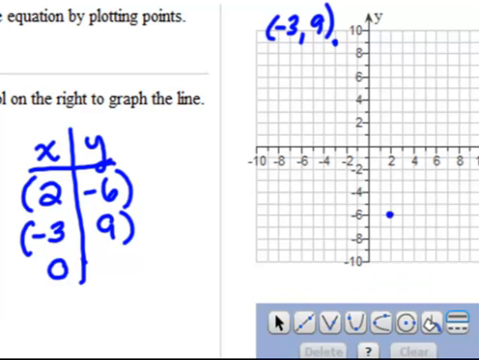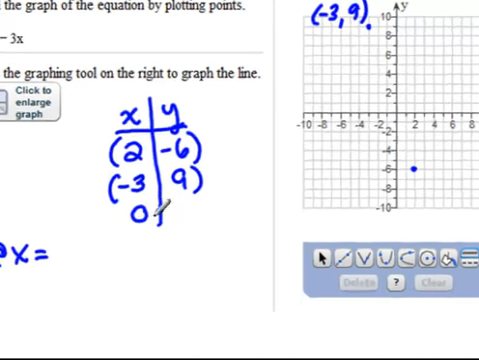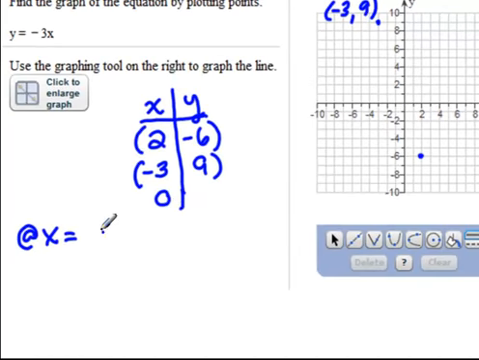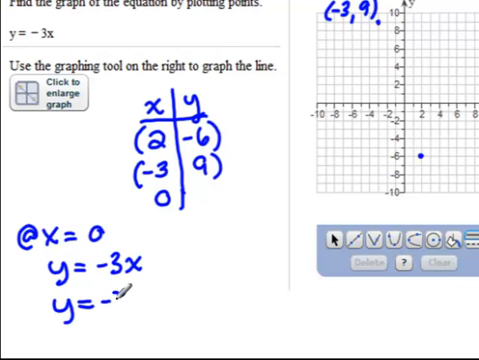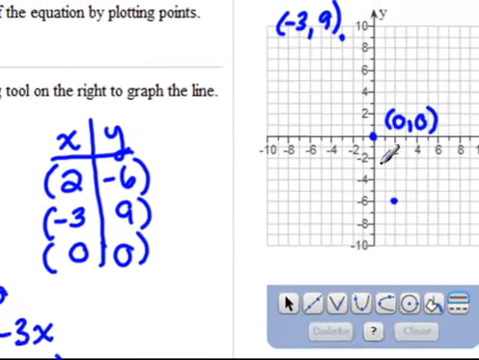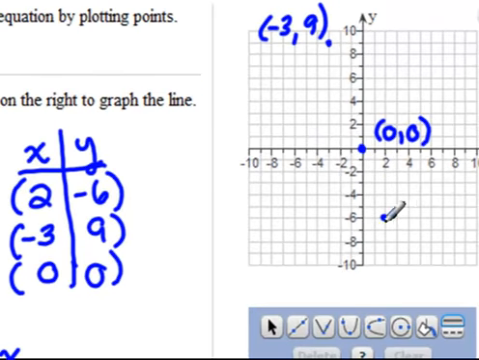So we have a pretty good idea of what our line is going to look like. But we'll go ahead and plug in 0 for x just to make sure our first 2 points are correct. So y equals negative 3x is our original equation. If I put in 0 for x, I get y equals negative 3 times 0. Negative 3 times 0 is 0. And so at x equals 0, y equals 0. To plot 0, 0 on the grid, it's the origin. X is 0, y is 0. And there's the point 0, 0. So sure enough, that goes through our line.